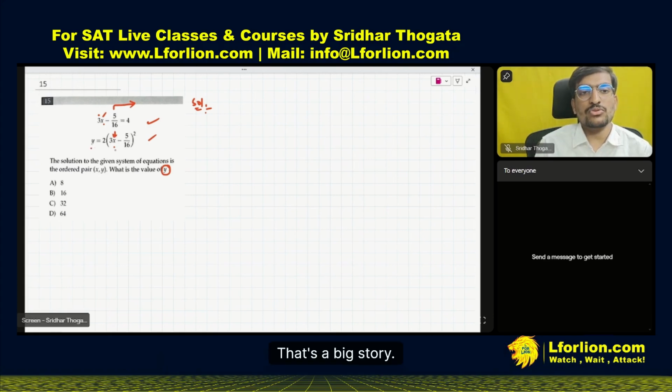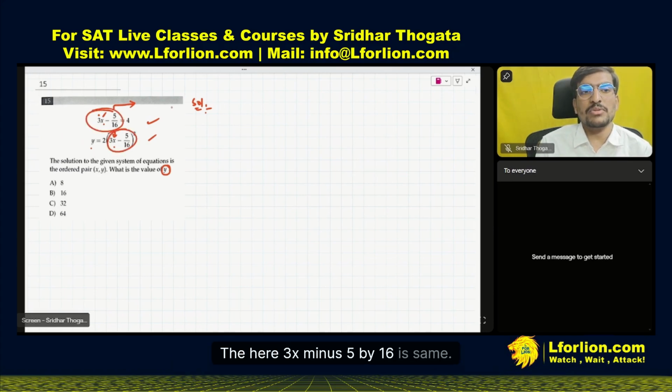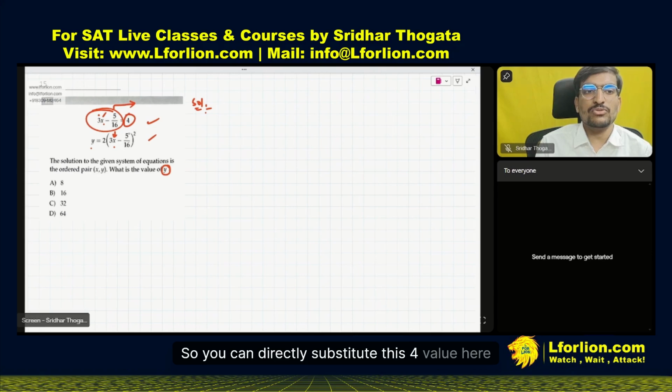That's a big story. You can't do that. So try to avoid these kinds of ideas. Try to watch the equations. We did a similar question like this. The thing you need to notice is that (3x minus 5) by 16 is the same in both, so you can directly substitute this value 4 here and get the value of y very easily.